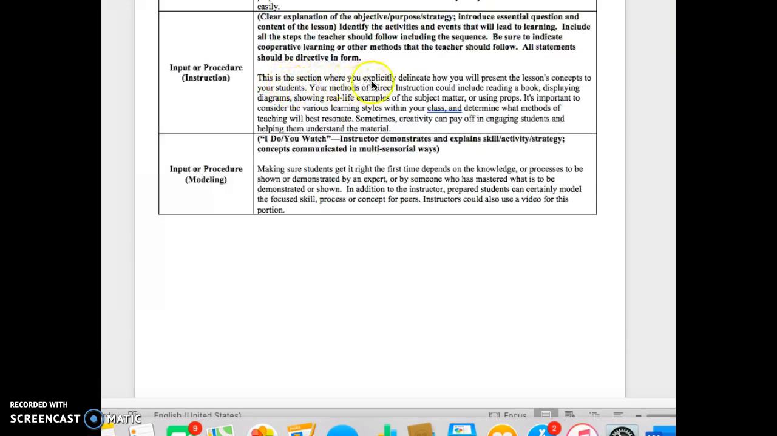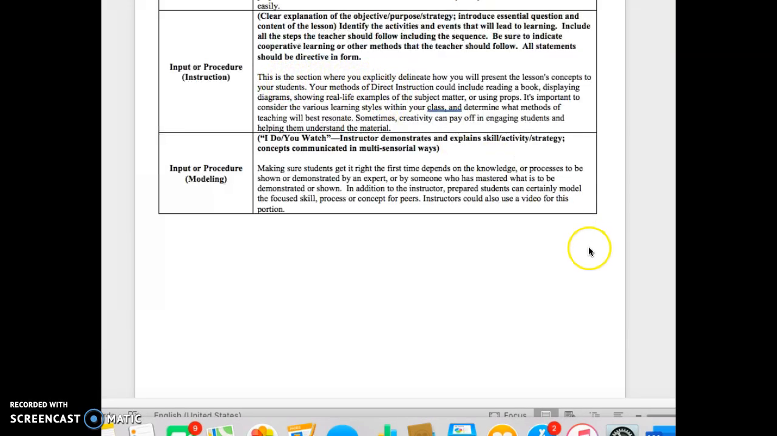So this is the section where you explicitly delineate how you will present the lesson's concepts to your students. Your methods of direct instruction should include reading a book, displaying diagrams, showing real-life examples of the subject matter, or using props. It's important to consider the various learning styles within your class and determine what methods of teaching will best resonate. Sometimes creativity can pay off in engaging students and helping them understand the material.